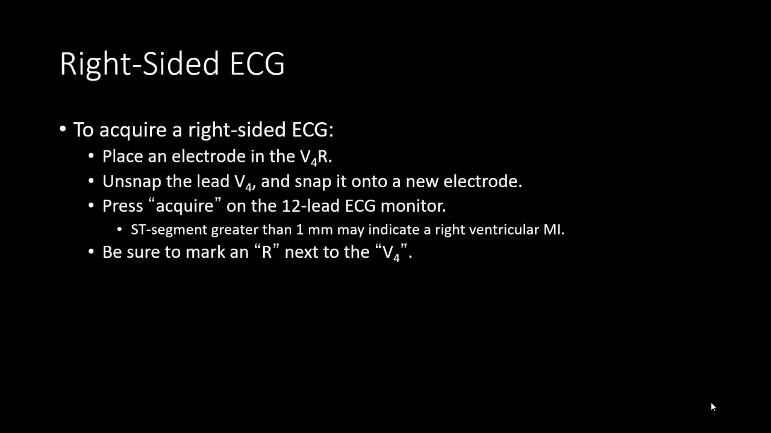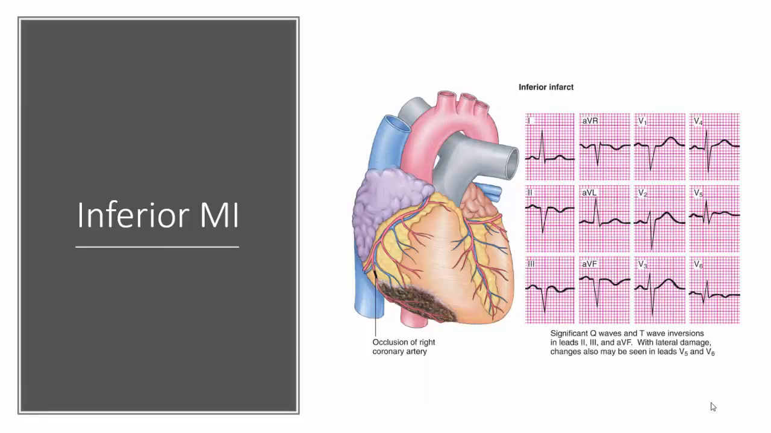Now, right-sided MI does not respond well to nitro or any other nitrates. Certainly will cause some hypotension issues, and in turn will cause some cardiac output issues. So what you notice here, you see the area of infarction is down here on the inferior side, and so obviously you do have right ventricular involvement as well. Leads 2, 3, and AVF.